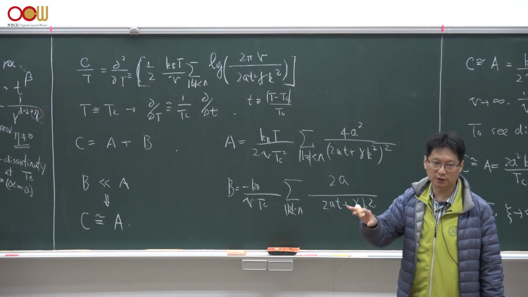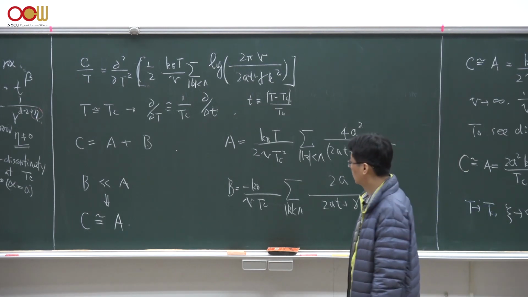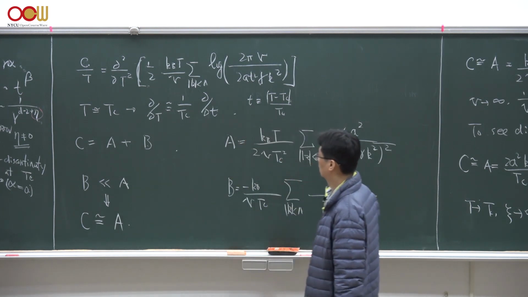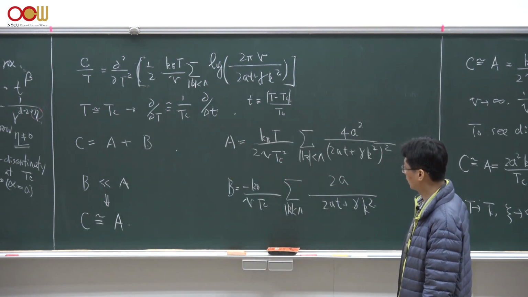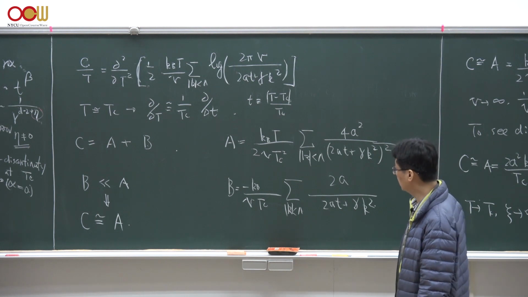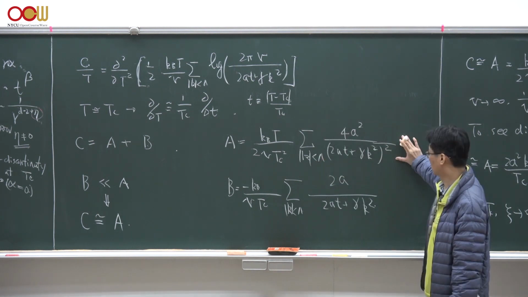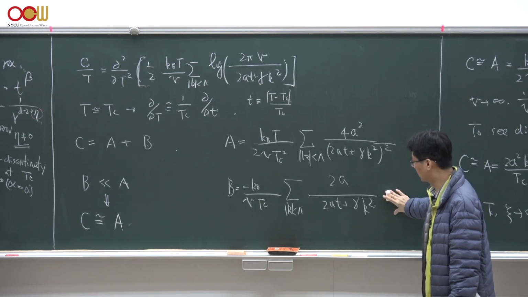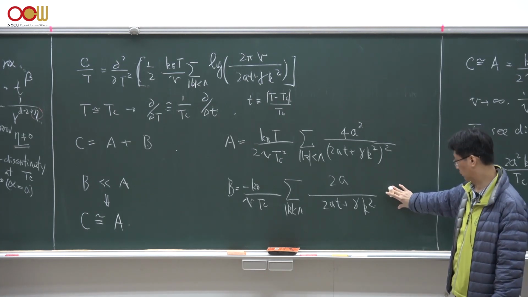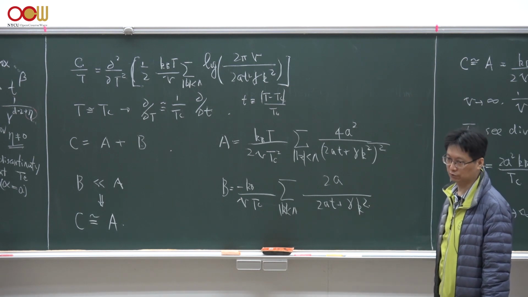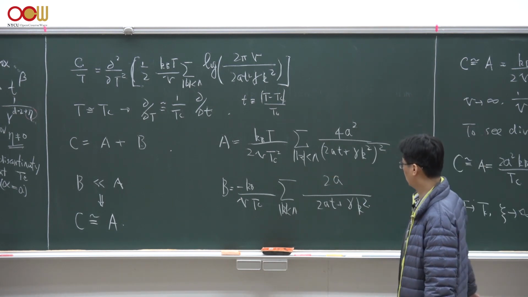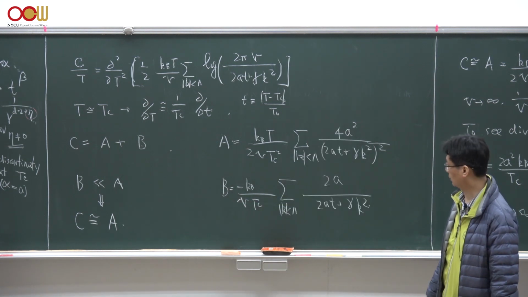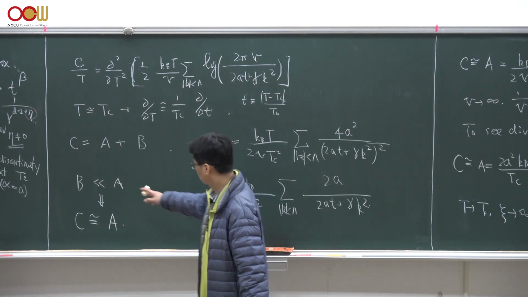So I simply skip the details and just outline the final results. The final result for the specific heat is given by the sum of two terms, A and B. A is given by a summation over momentum of that function, and B is given by a different momentum sum of a different k-dependent function. You can check how you get these two summations of different functions A and B.